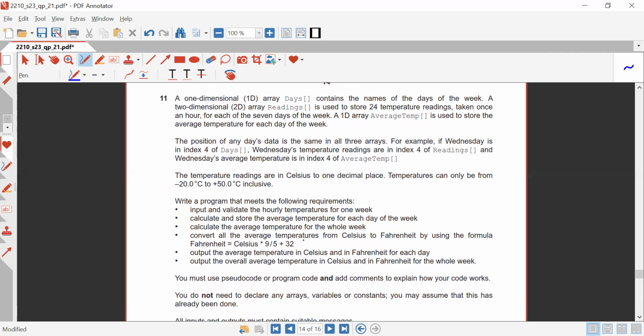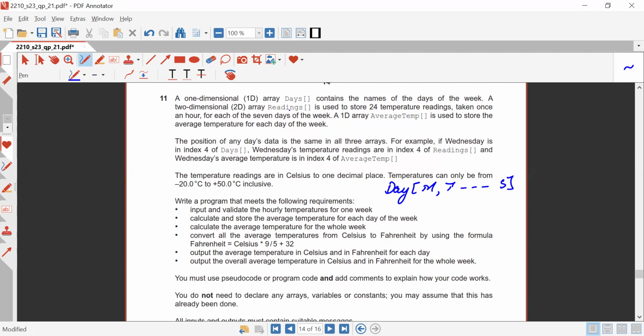Wednesday's temperature readings are in index 4 of readings, and Wednesday's average temperature is in index 4 of the average temperature. Just after that, they are saying, okay, just a second. So the 1D array days will be Monday, Tuesday, and all till Sunday. Actually, it will be starting from Sunday. Now they are saying it contains the names of the days of the week.